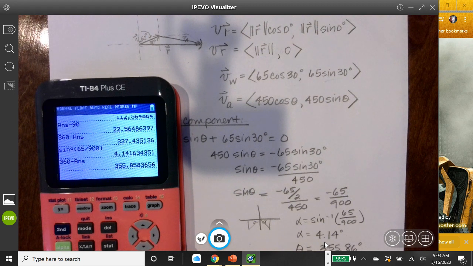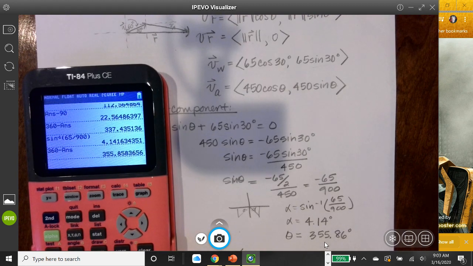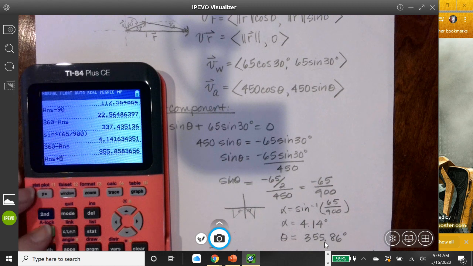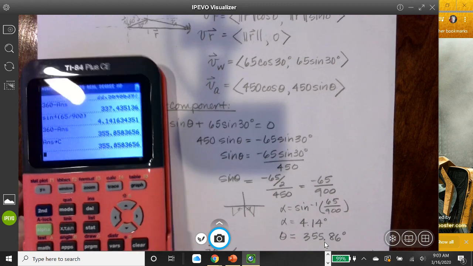The answer is yes. So this is now going to be 450 times the cosine of 355.86. 450 times the sine of 355.86 degrees. Okay, so I'm going to store an alpha C now. Okay, so I'm going to store that.